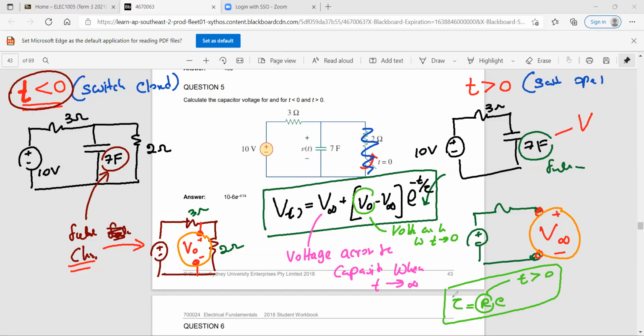Does that make sense? Any question? Tau is RC, the same as the previous one. Yeah, and that's our time in the equation above. R is the same, the Thevenin resistance when the time is more than 0. You consider the circuit when the time is more than 0 and you find the Thevenin resistance across the capacitor.